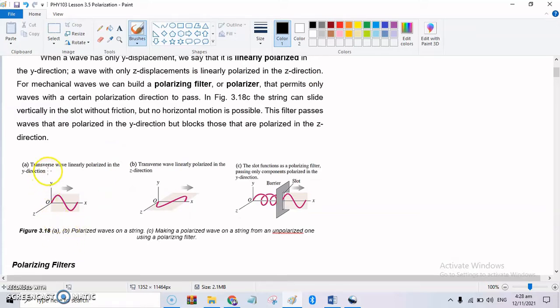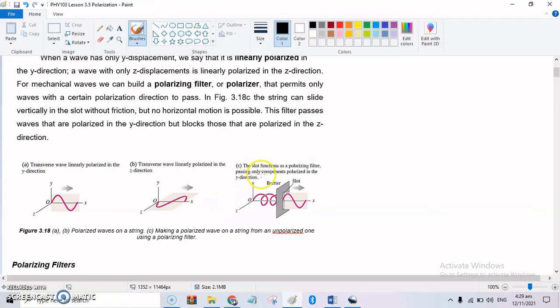3.18a, transverse wave linearly polarized in the y direction. So linearly polarized in the y direction. Y direction is upper, so pag ganon. And so B, transverse wave linearly polarized in the z direction. So there's a transverse wave in the z direction. This is the z, so pag ganon.